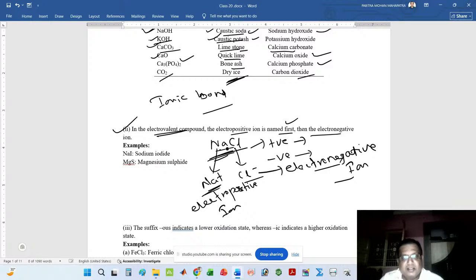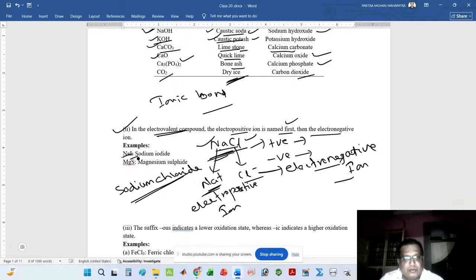So here, during naming the NaCl compound, remember to write down the name of sodium first. That is your sodium. This is the electropositive ion. It is written first. Then the electronegative, that is your chlorine. So here I can write chloride. That means the name of NaCl is your what? Sodium chloride.